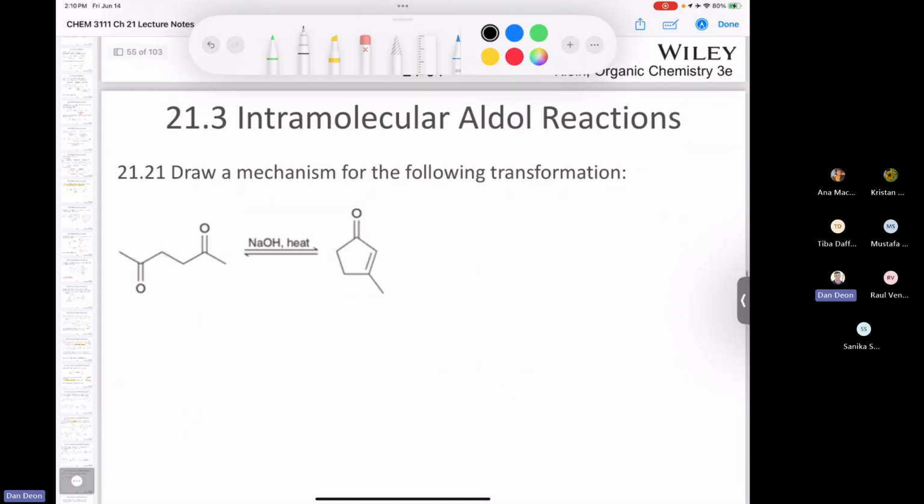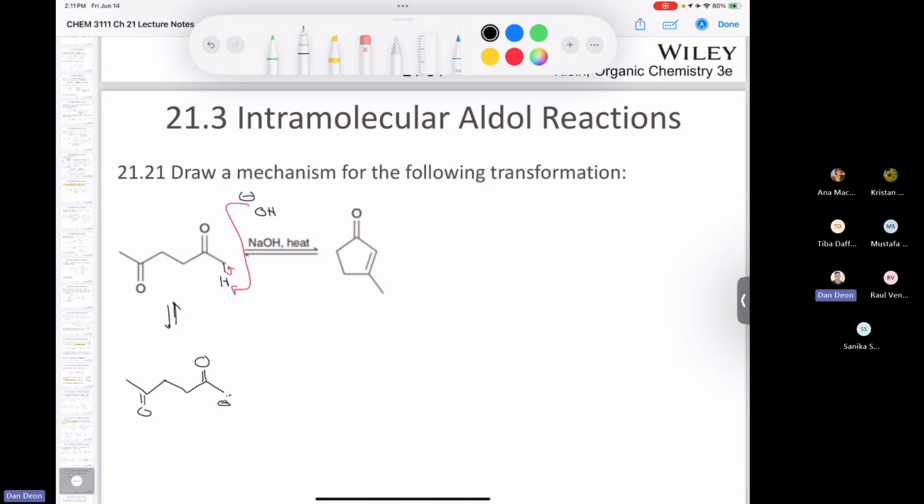So let's try this one here, and then we'll take a short break. This one says draw the mechanism for the following transformation. So we're starting out with this diketone, and we're making the 5-membered ring. So obviously we're forming the enolate here. So we can start by drawing that part of the mechanism. If we put in this proton here, and then I have my hydroxide like this, the hydroxide is going to pull off the proton, and I end up with the enolate. So let's draw the enolate, which is going to look something like this.